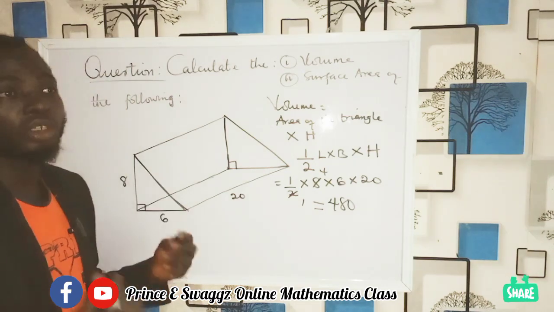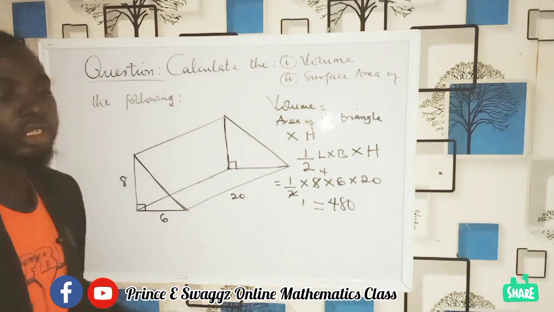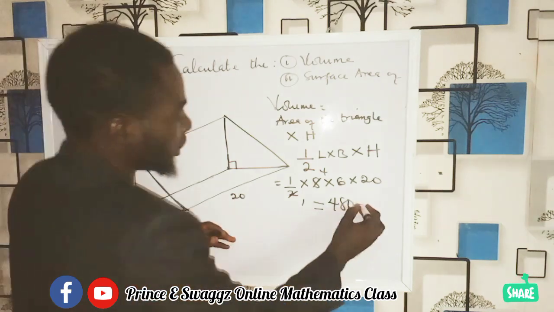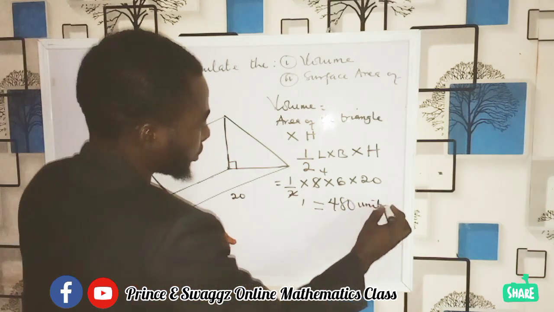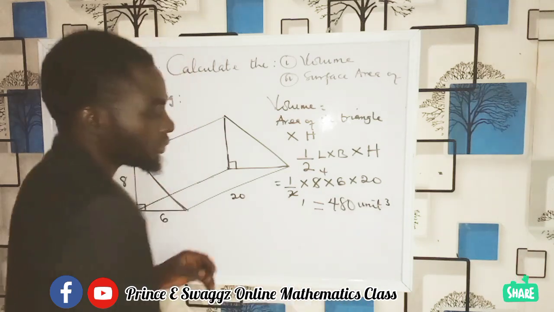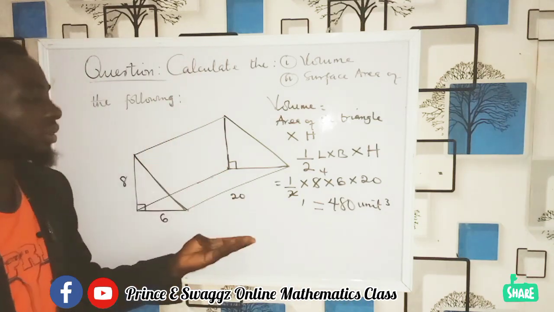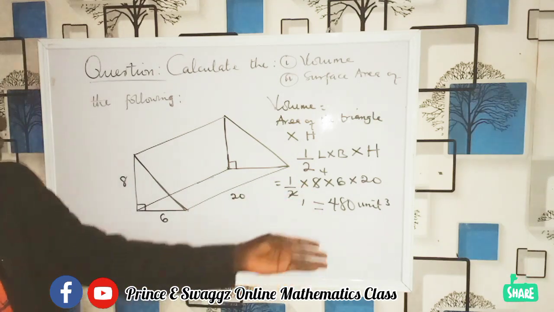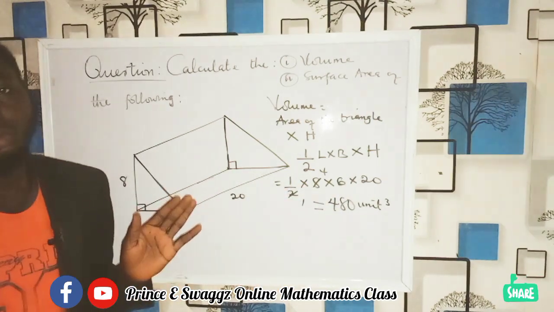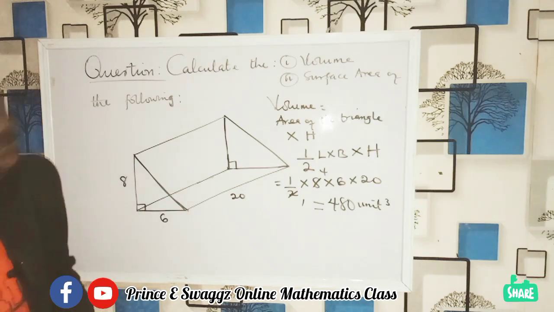Since volume will always be in centimeter cube or meter cube, and since I don't put any unit there, I'm going to put unit cube. So that means the volume of this shape is 480 unit cube. And that is that about the volume.